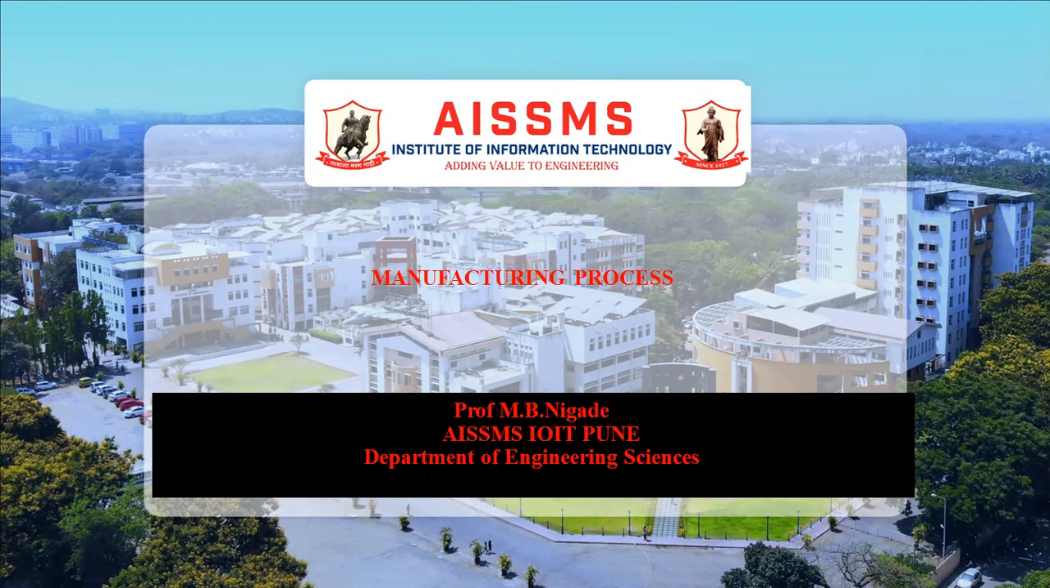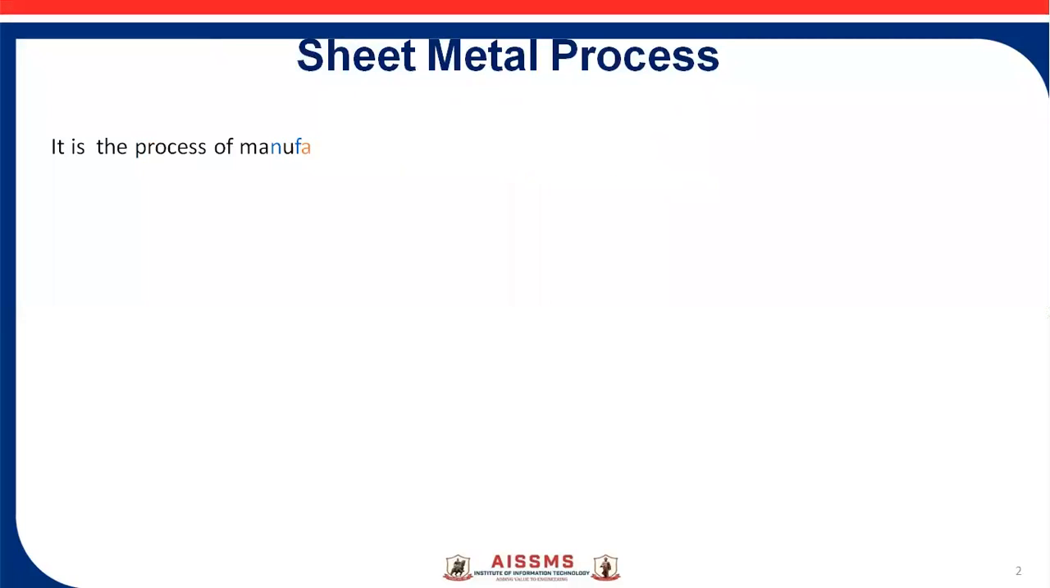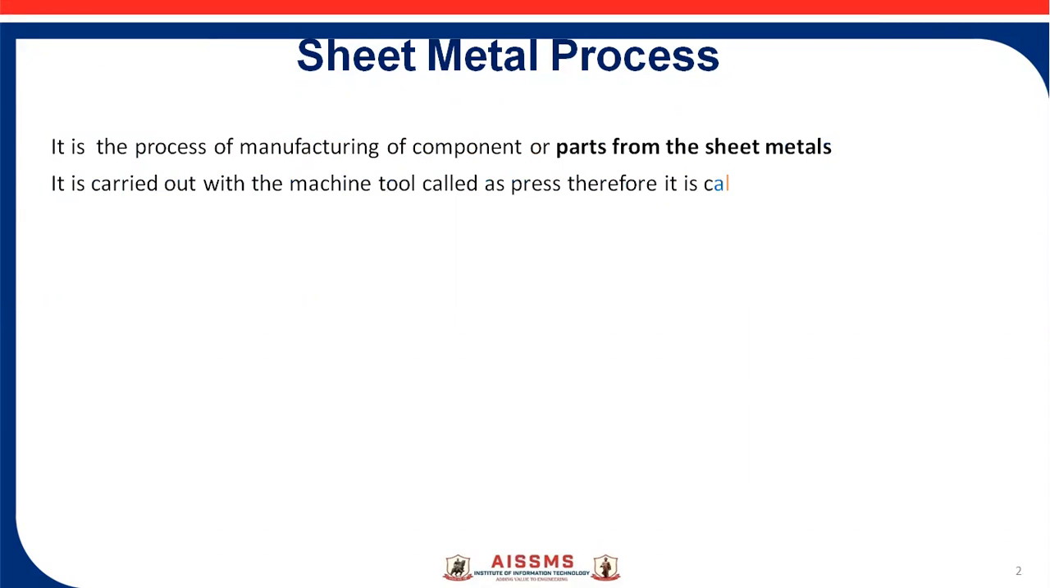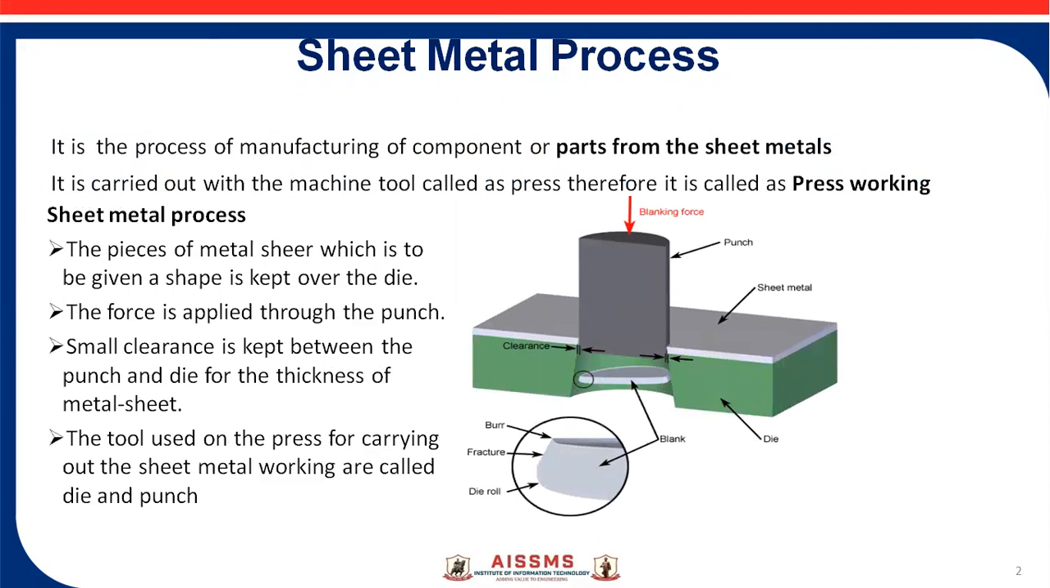Our today's topic is the manufacturing process. In the manufacturing process, we see the sheet metal process. It is a process of manufacturing components or parts from sheet metals, and it is generally carried out by a machine tool called a press. Press may be further classified into the hydraulic press and pneumatic press. That is why it is called press working. The thickness of this type of metal work is up to 3 to 5 mm.